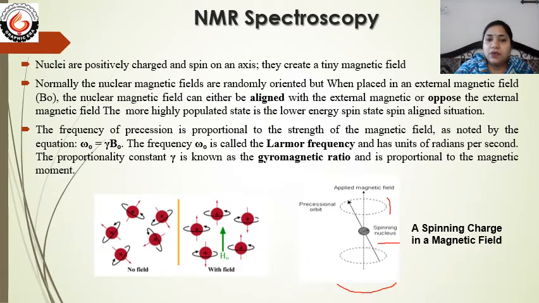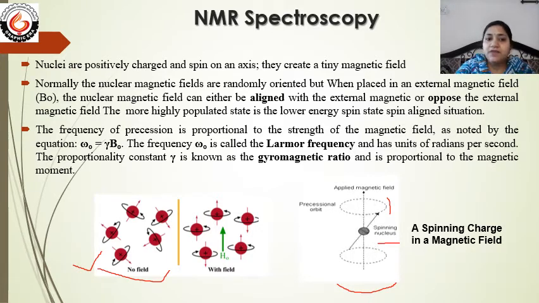Normally the nuclear magnetic fields are randomly oriented. When we do not apply any external magnetic field, they are randomly oriented. There is no fixed side. They may orient to any side, whether left, right, up, down. So the first case is when no external magnetic field is applied. The tiny magnet nuclei can spin in any direction.